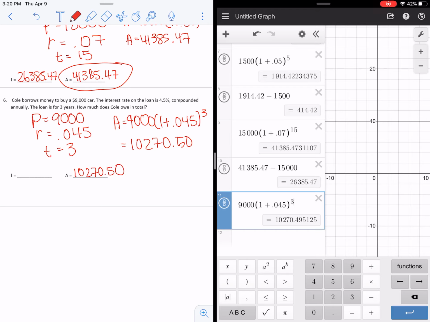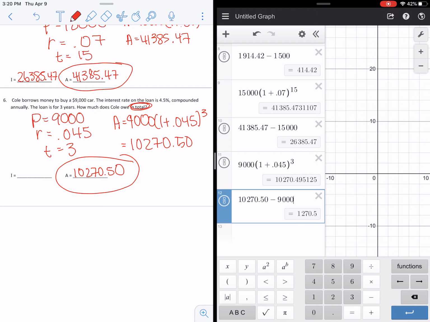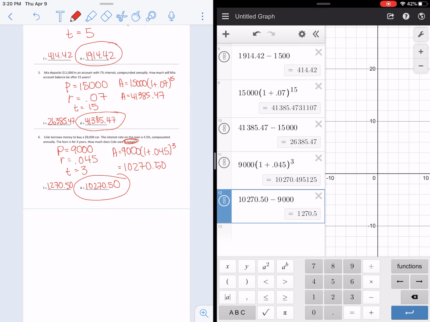So I know that's going to be the total amount. And then I'm going to go back to the question. It says how much in total. So that gives it away, and that is our final answer. But if I were to look for the interest real quick, I know I can just quickly subtract that from the principal, and we know that's going to be $1,270.50. And that would be it.